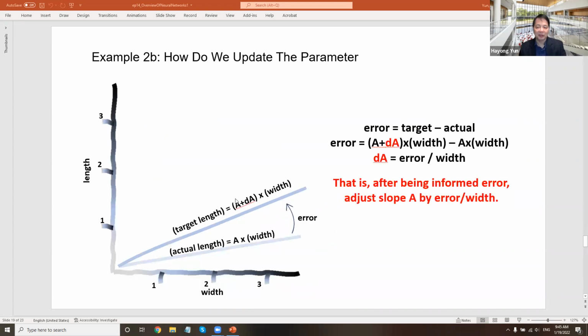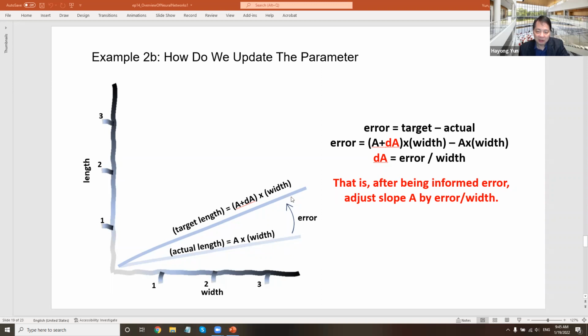So what's the process here? Well, the process here, guided by the error we talked about in the first example, is that we have picked some slope times the width as the actual length. But then we want to adjust it to make it better. So in the slope, we change it. Let's say dA, a small amount, is added. So A plus dA times width is the length.